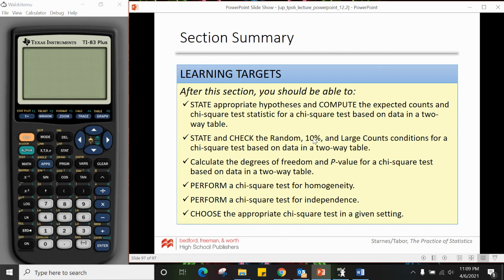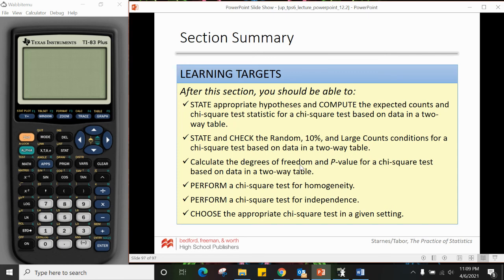Well, I'll tell you. So random and 10% the same. Large counts, that means all expected values must be larger than 5. Calculate the degrees of freedom. That would be the number of rows minus 1 times the number of columns minus 1. But don't use the totals in that number.